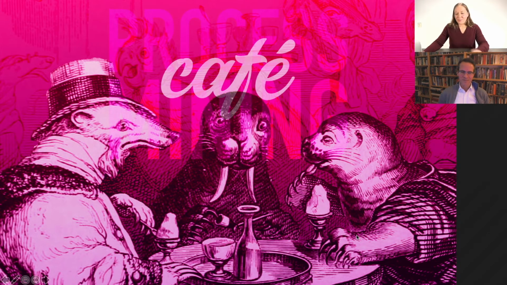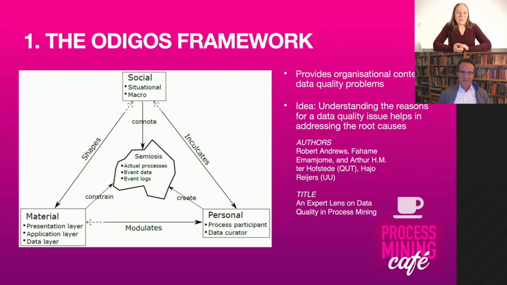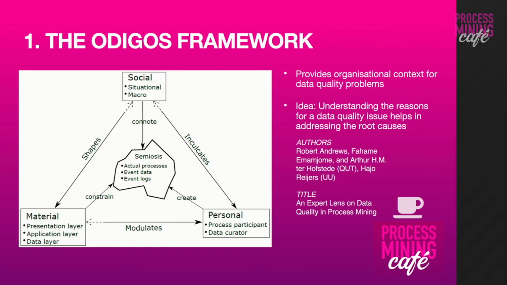So the first paper that I picked is a paper that I liked very much at this year's International Process Mining Conference. It's a paper where you're also a co-author, and it was also authored by Robert Verhamer and Arthur de Hofstede. What I find interesting about the paper is that it's looking at data quality, but it's trying to provide a framework of thinking about the root causes of potential data quality problems, right?